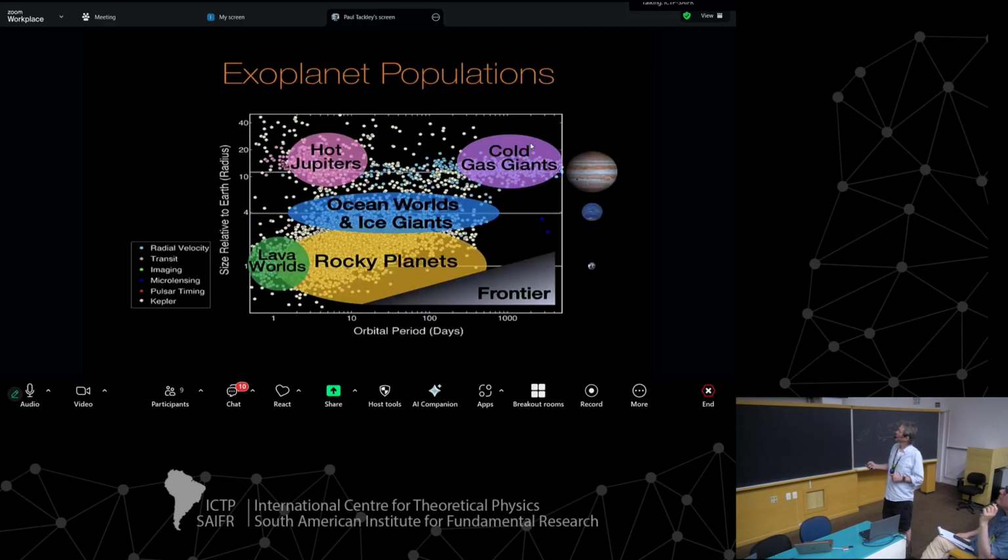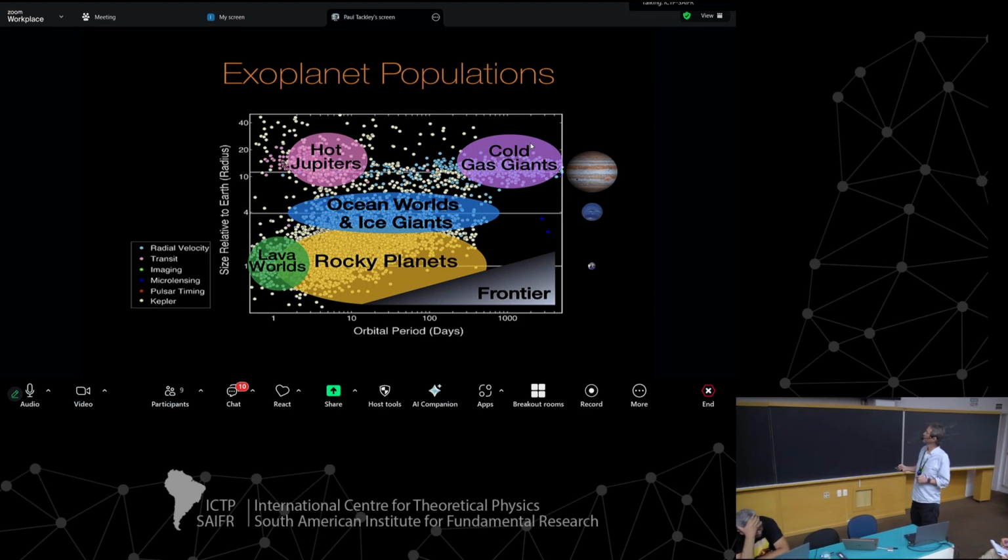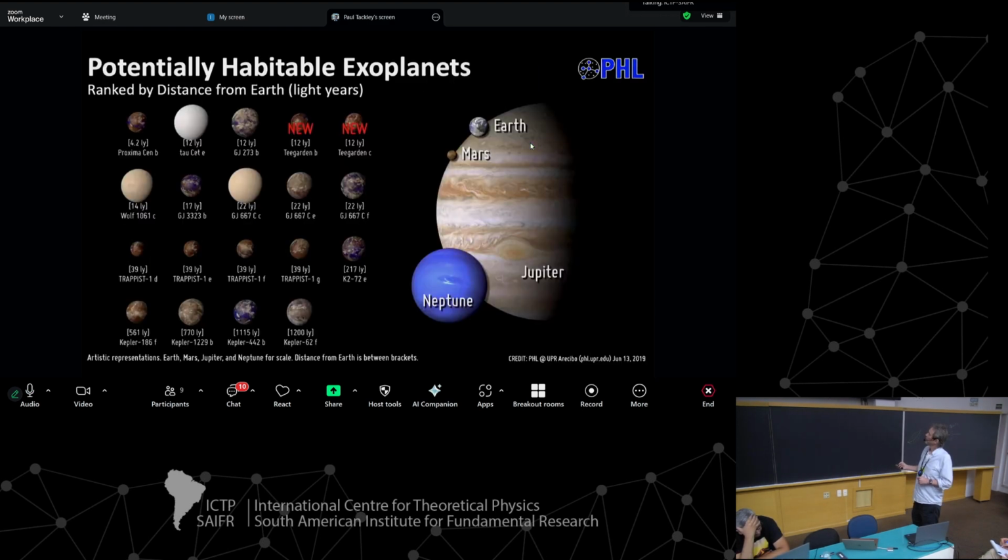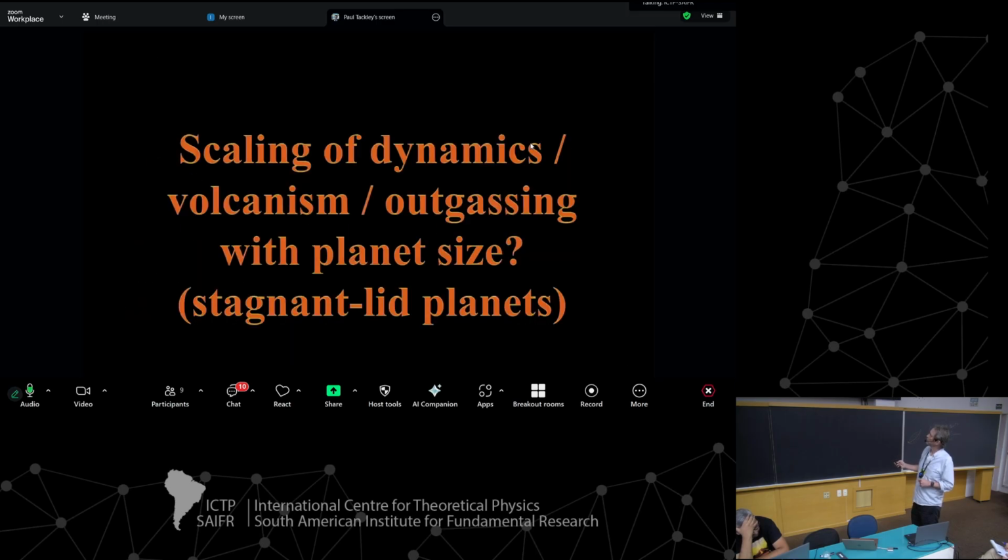And they're sort of classified into the hot Jupiters, which are ones that are close to the star, cold gas giants like the actual Jupiter, ocean worlds, sort of with 4 Earth radii, and then rocky planets, and the lava worlds, which are the rocky planets that are so close to their stars that they're partially molten. So now the largest, these are potentially habitable ones. Well, a number have been discovered.